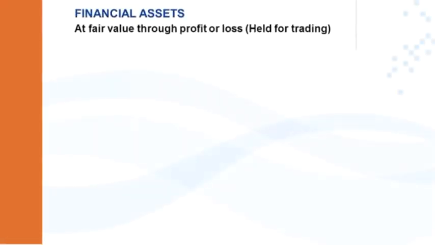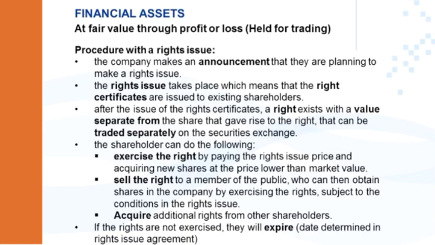Category at fair value through profit or loss held for trading, a rights issue is one of the transactions that you could possibly come across. The procedure with a rights issue is as follows. The company first makes an announcement that they are planning to make a rights issue. Then the rights issue takes place, which means that the rights certificates are issued to existing shareholders. After the issue of the rights certificates, a right now exists with a value separate from the share that gave rise to the right, and this can now trade separately on the securities exchange.